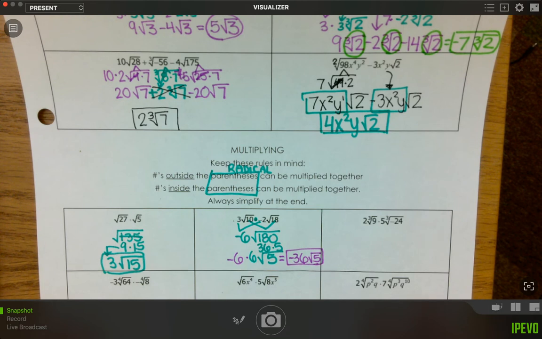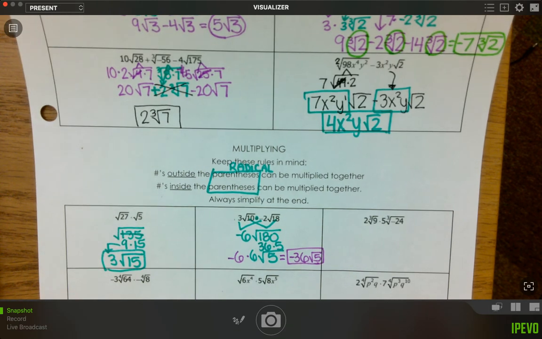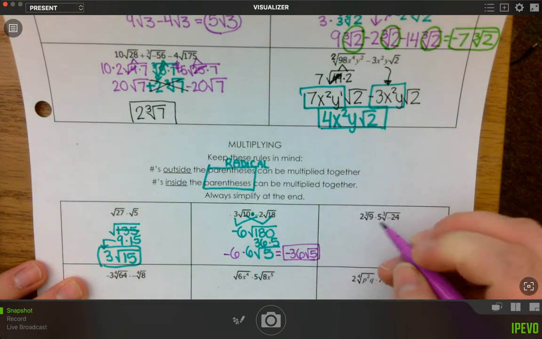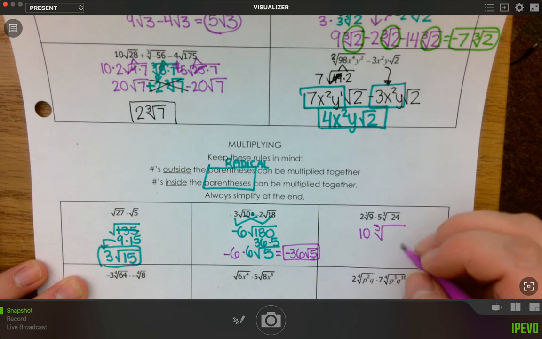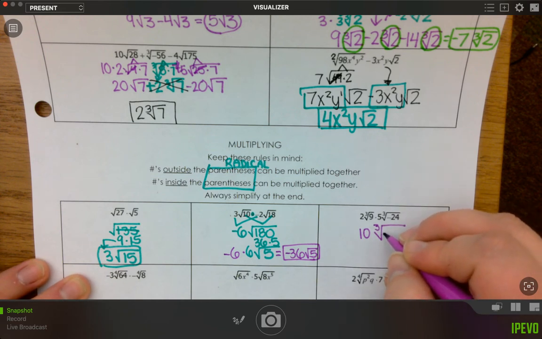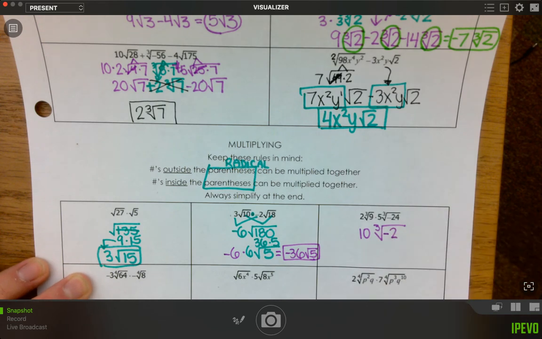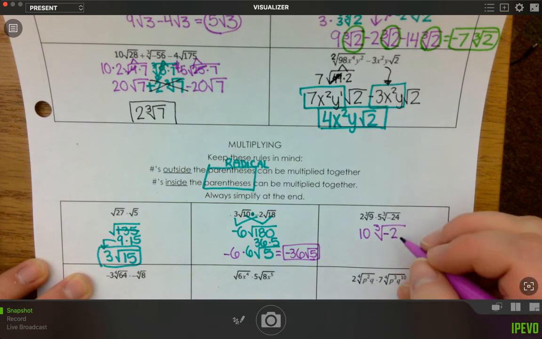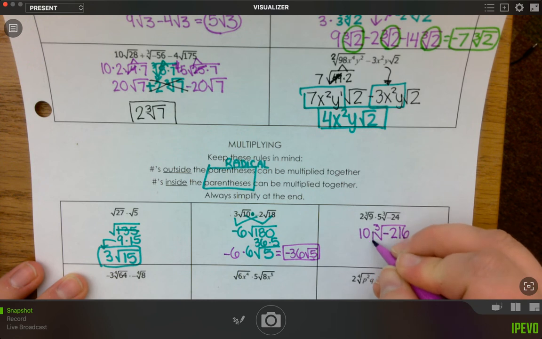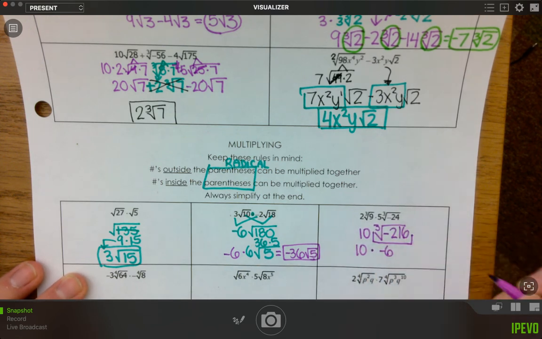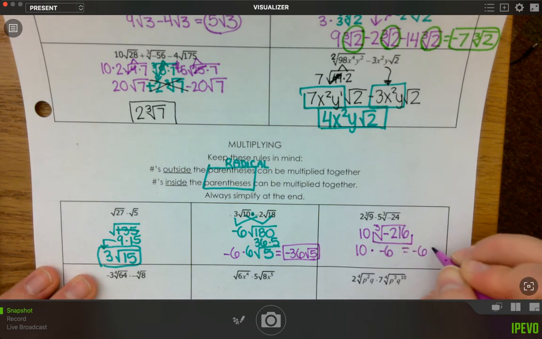Okay, and I'm going to keep doing a couple extras just to give you guys more to see. 2 times 5. Keep the cube root and multiply 9 and negative 24, which is negative 216. And 216 is actually on our perfect cubes list. It is 6 cubed. So the cube root of negative 216 is negative 6. And 10 times negative 6 is negative 60.